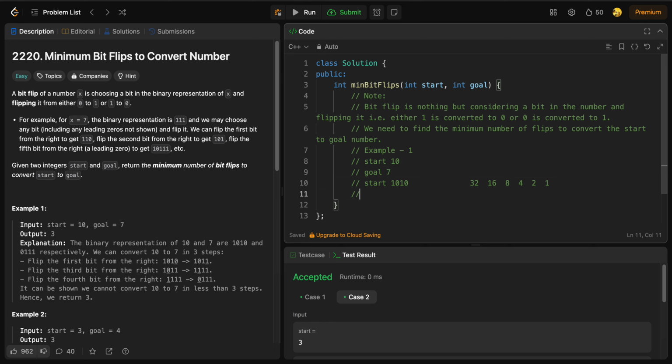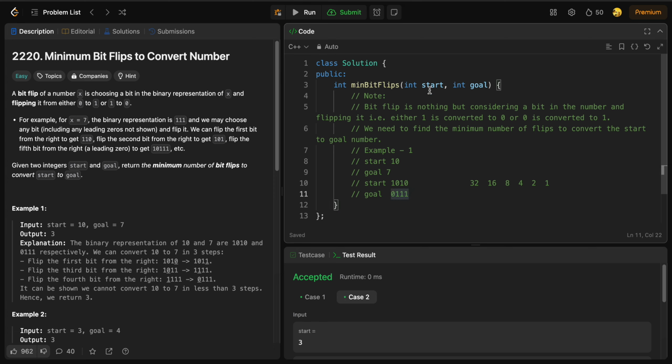Similarly for the goal, the binary representation of 7 is 4 plus 2 plus 1, so it would be 0111. For finding out the number of flips required, I simply need to check in the binary representation if these two bits are equal or not. If these two bits are not equal, then 1 will be added to the answer. If these two bits are equal, then 1 won't be added.